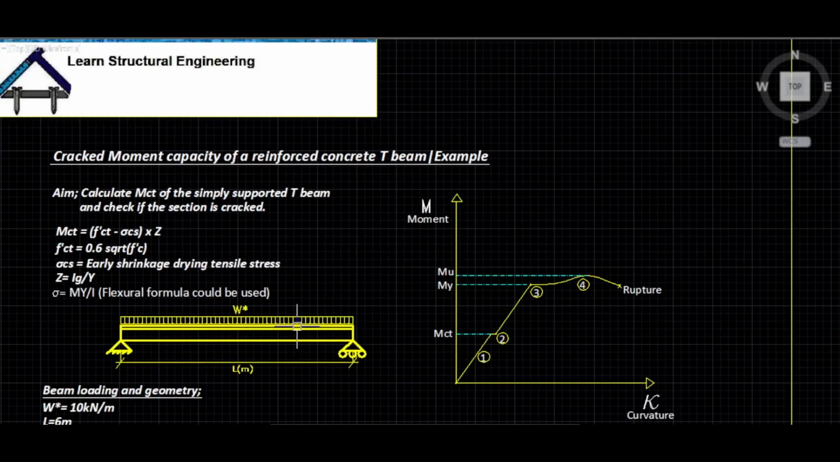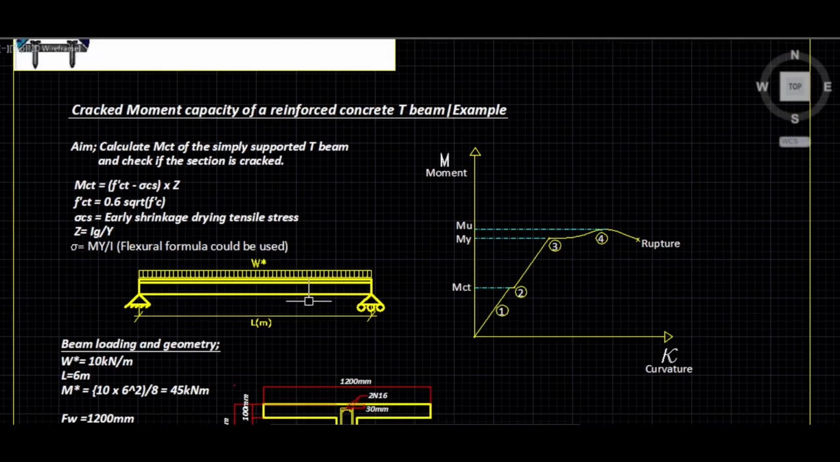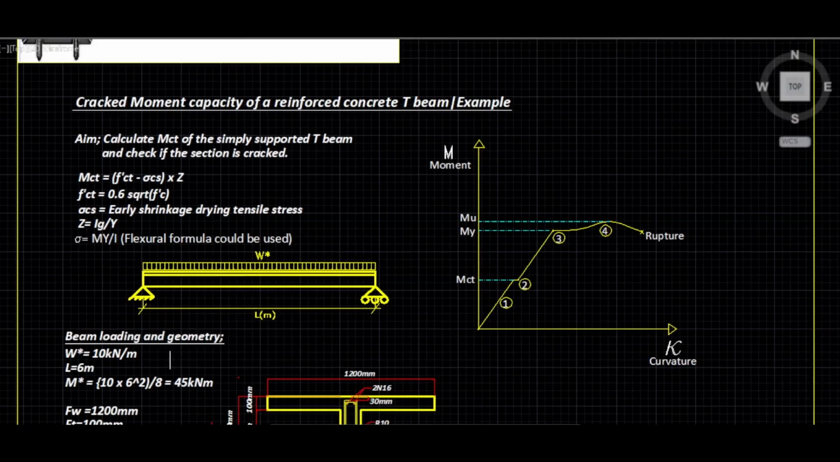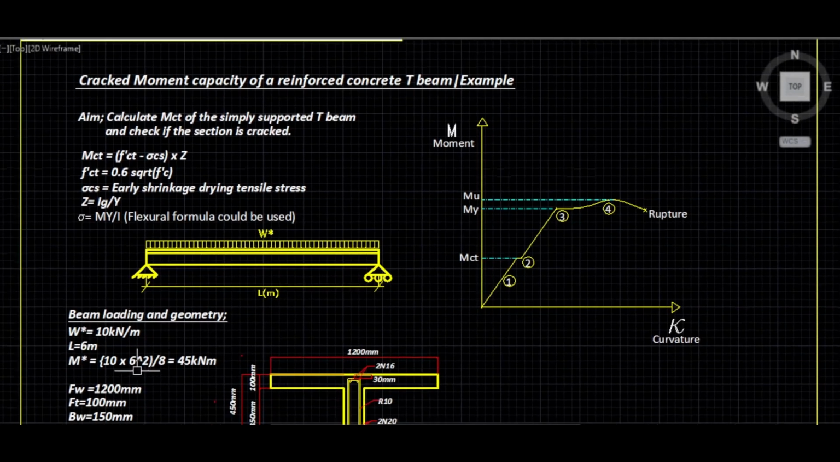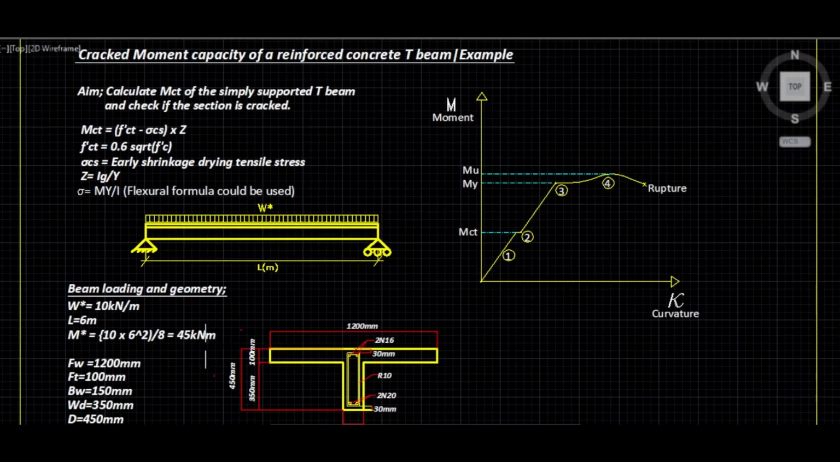Okay, we have a simply supported beam here. The length here is 6 meters. W star is 10 kilonewton per meter. And M star, which is the applied moment, is WL squared over 8. And that will be 45 kilonewton meters.